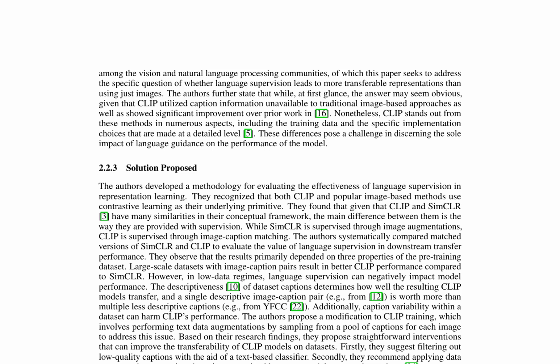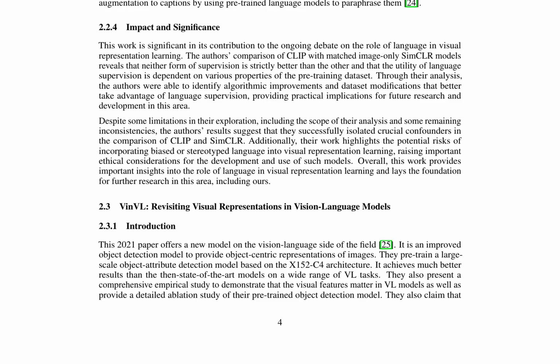The study proposed algorithmic improvements and dataset modifications to better utilize language supervision, highlighting potential risks of incorporating biased language into visual representation learning. The paper also references the introduction of VinVL, an improved object detection model providing object-centric representations of images, which achieved better results than state-of-the-art models on a range of vision language tasks. The authors emphasize the importance of visual features in vision language models, providing a comprehensive empirical study and ablation study of their pre-trained object detection model.